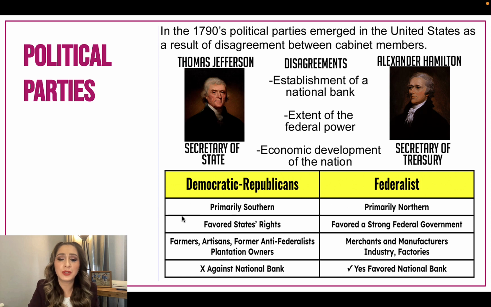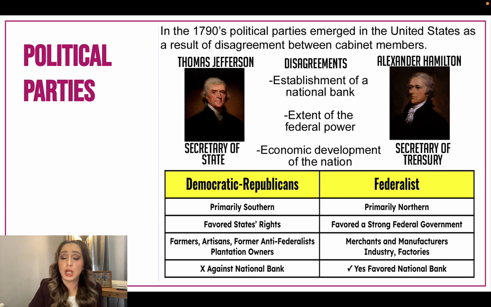Thomas Jefferson created the Democratic Republicans. Alexander Hamilton created the Federalists. So what did they disagree on? They disagreed on whether we should have a bank, who should have the power in government, how we should make money. So let me give you some examples.